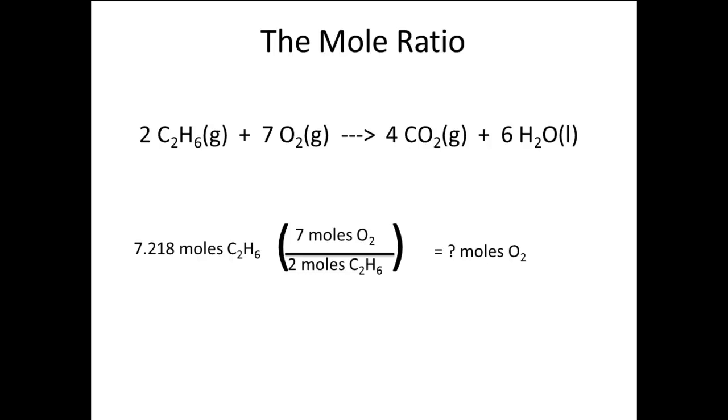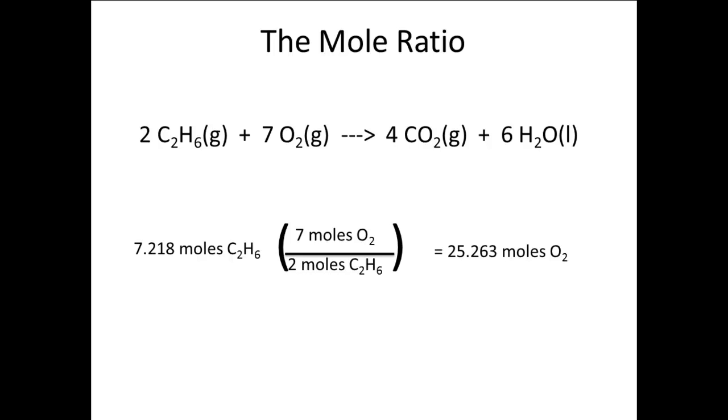Now we can do the calculation. 7.218 moles of C2H6 times 7 moles of O2 divided by 2 moles of C2H6 equals 25.263 moles of O2. Note that the unit, moles of C2H6, will cancel out, and we will be left with moles of O2.